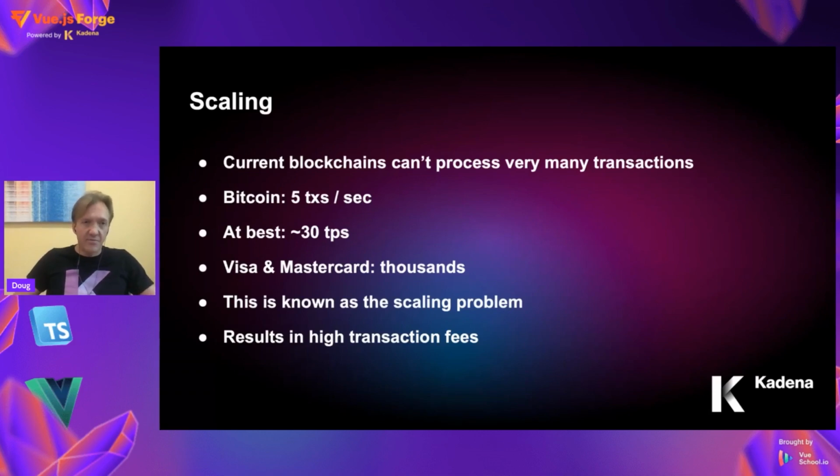Visa and MasterCard process thousands of transactions a second. And this is called, in the industry, the scaling problem. And the big user-facing effect is that it has high transaction fees. You have to compete with all of the other users to get your transaction into the 5 transactions per second or whatever the capacity is.